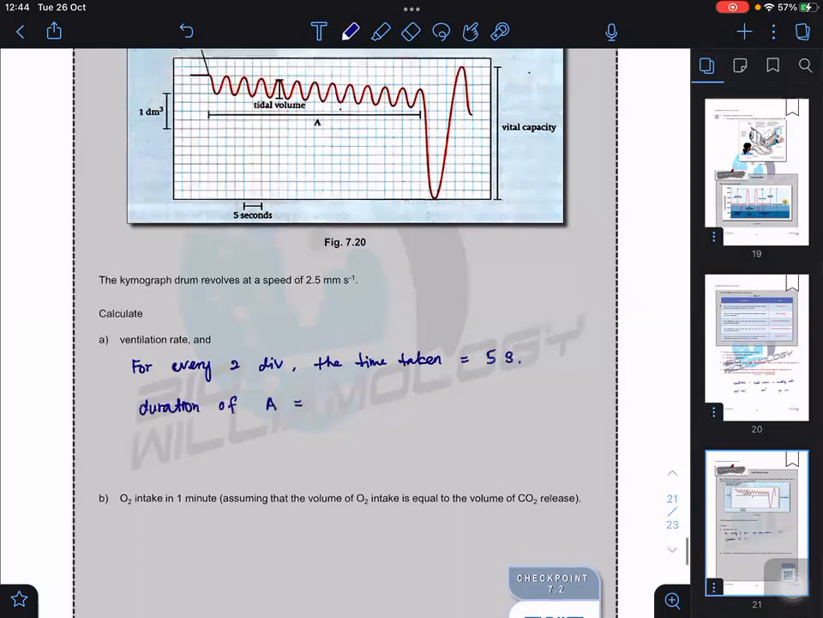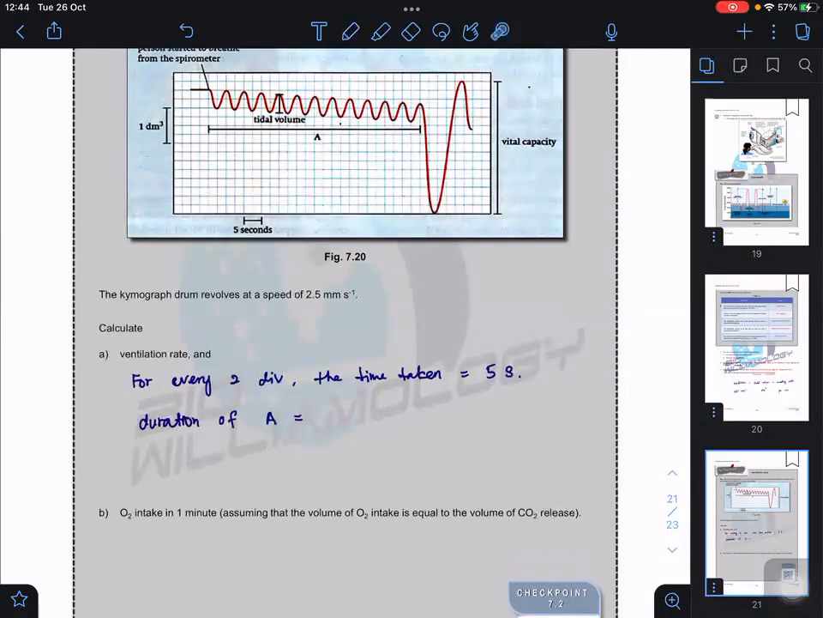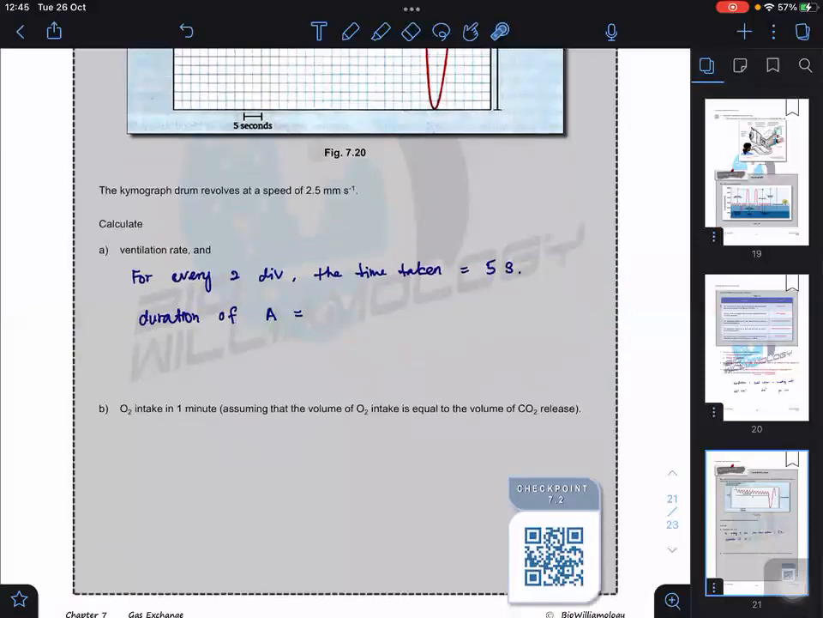Okay, what is the duration of A? So if you count, 1, 2, 3, 4, 5, 6, 7, 8, 9, 10, 11, 12, 13, 14, 15, 16, 17, 18, 19, 20, 21, 22, 23, 24. Clear or not? It's 24. Are you clear? Okay, so it's 24 divisions.